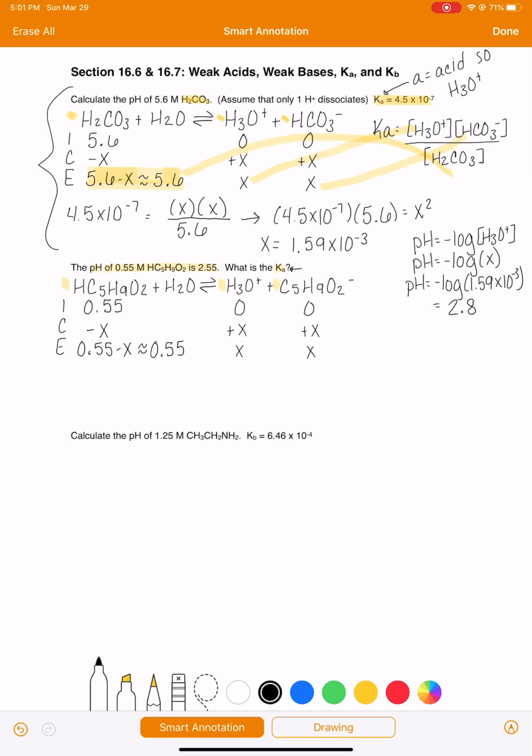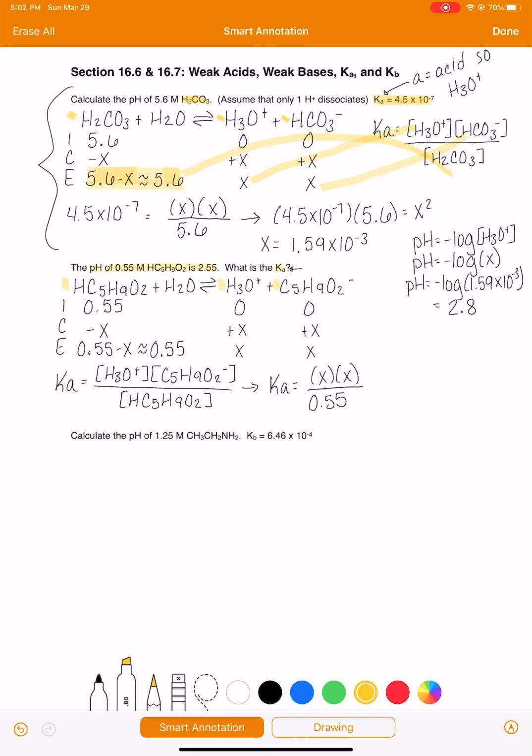We also have an equilibrium expression we can write. That equilibrium expression is going to be products, H3O plus times C5H9O2 minus, over the reactant, HC5H9O2. At this time, we don't know the value of Ka. So we can go one step further and say Ka equals X and X, the products, over 0.55, the reactant. But right now we have two unknowns. We don't know the value of Ka, and we also don't know the value of X, which means we're not going to be able to mathematically solve this problem the way that it is.